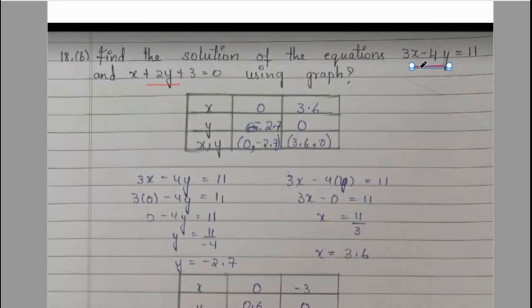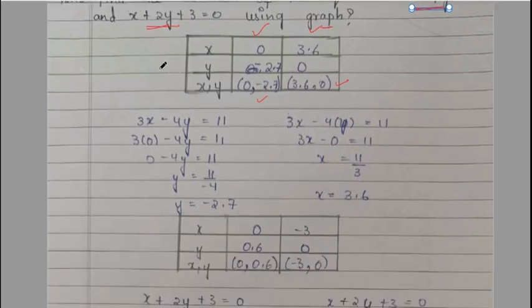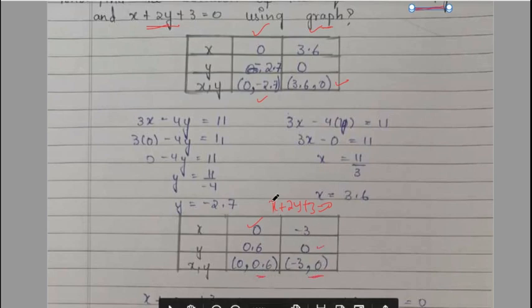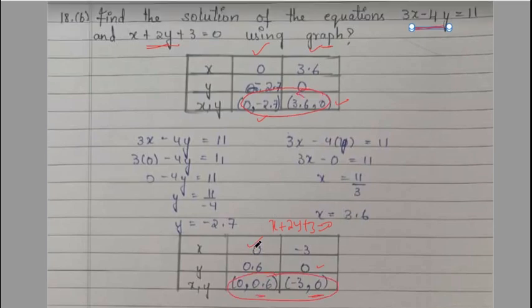So 18th question is a question from pair of linear equations. We have to find the solution using graph. So we have to take 2 points, taking x as 0 and we'll get y, and now we'll take y as 0, we'll get x. So 2 points are enough to draw the straight line, students. So similarly we will draw the graph for the second equation, that is x plus 2y plus 3 is equal to 0. Now we'll keep x as 0, we'll get y, and now y as 0 we'll get x value.